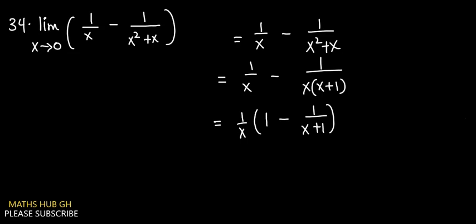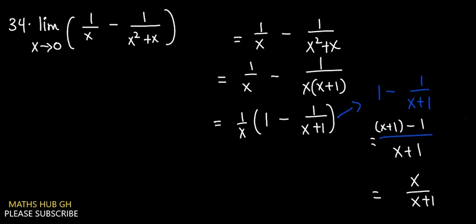Now let's look at the terms in the bracket. For the terms in the bracket, we have 1 minus 1 over x plus 1. The common denominator will be x plus 1 in this case. So at the end, we are just going to have x plus 1 minus 1, and this is going to give us x over x plus 1. Now we are going to have 1 over x multiplying x over x plus 1. Then this will cancel out this, so at the end we are going to have 1 over x plus 1.